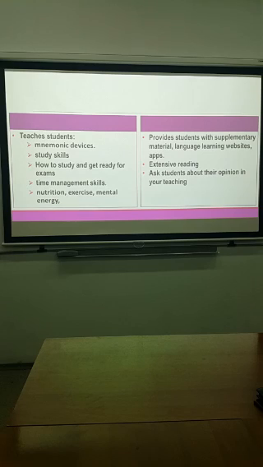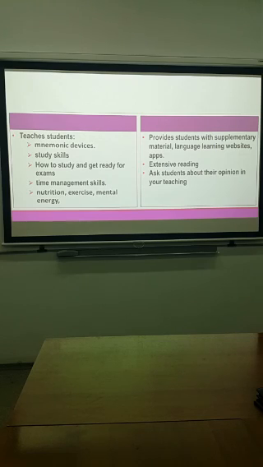The teacher should help students to remember the new words, the new grammatical structure, new information, because they forget, right? So they need to be taught how to remember, regardless of what they study. Anything they study, we need to teach them how to remember whatever they've learned in the classroom.